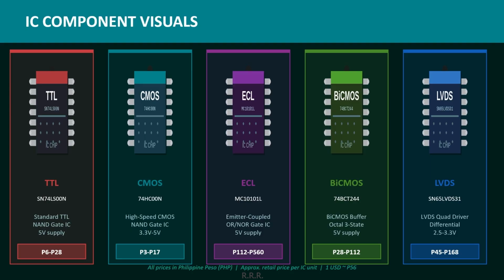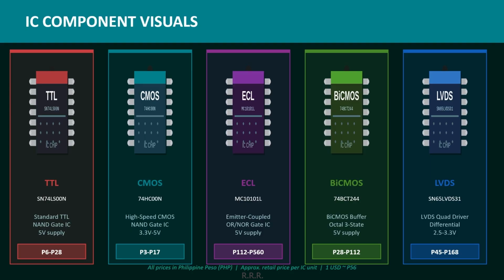Next, the 74HC00N represents our recommended CMOS family. This is a high-speed CMOS quad NAND gate operating at 3.3 to 5 volts. At just 3 to 17 pesos, it is the most cost-effective component on this board, and it is the one we are recommending for the smart home device.